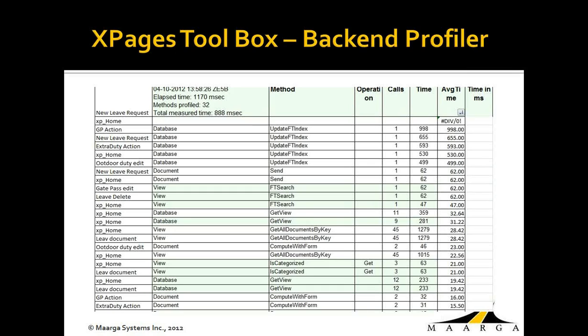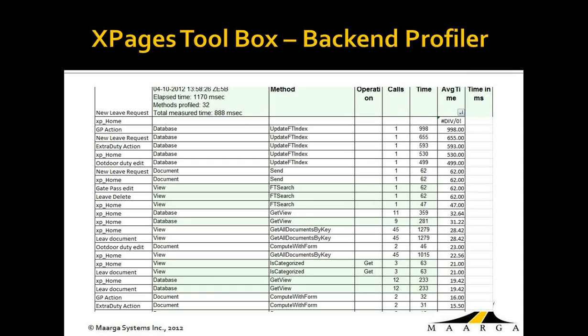So these kinds of things can be noted from the backend profiler. You can identify the places where either the function is taking too much time or it is being called too many times. Go back and see how it can be optimized. So this is how XPages Toolbox can be used to identify the places where optimization is possible.